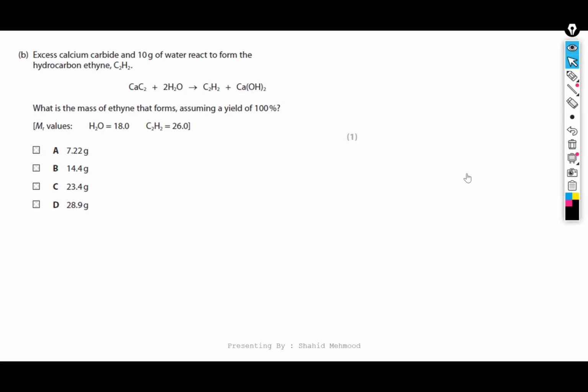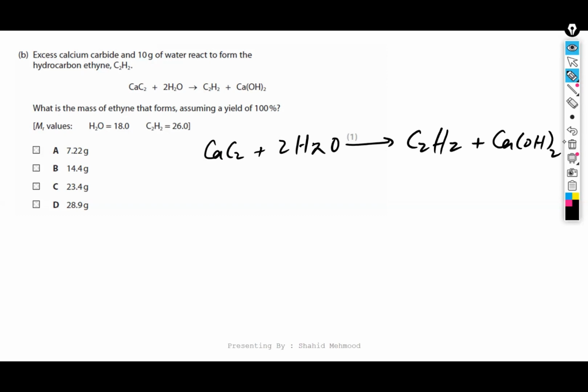Part B. X is calcium carbide and 10 gram of water reacts to form the hydrocarbon ethyne. The balanced equation is given. What is the mass of ethyne that forms, assuming a yield of 100%? The Mr of water and ethyne is given to us. To work out this question, first of all, we have to write the equation again. In a multiple choice question, we need to quickly reach the answer. If we read the question carefully, X is calcium carbide and 10 gram of water. So just under water, we have to write 10 gram.